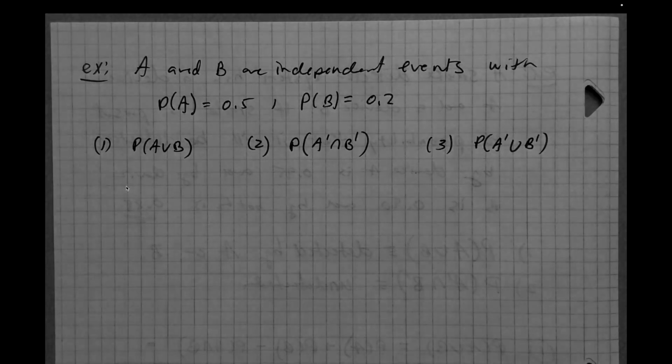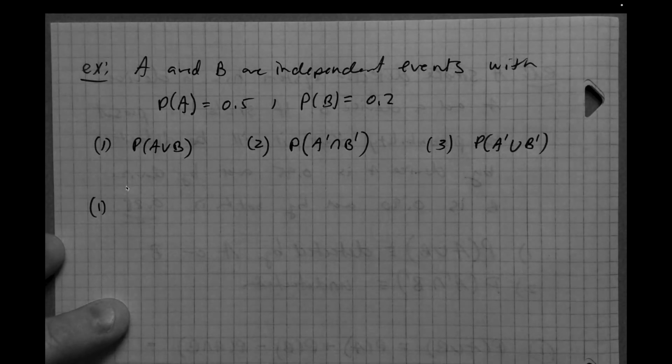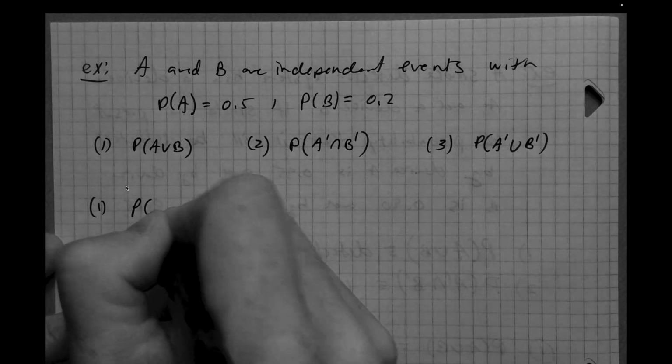Here we've got to think a little more. These might be a little trickier, right? You've got intersections and unions of complements and things. So let's see where this takes us. We'll just start with 1. This one seems straightforward: the probability of A or B.